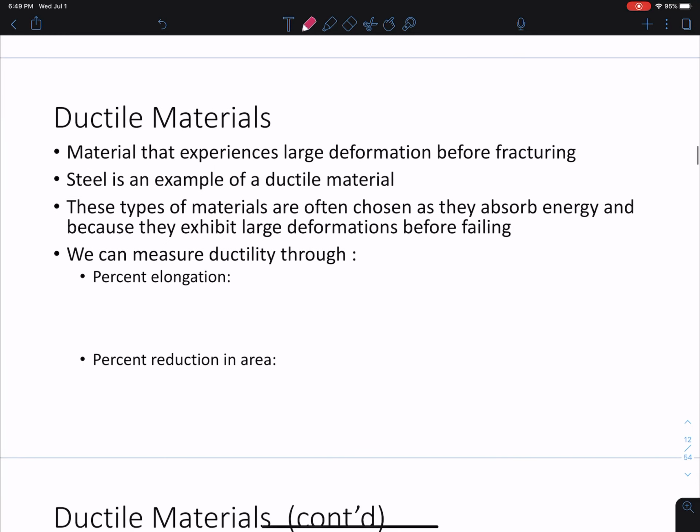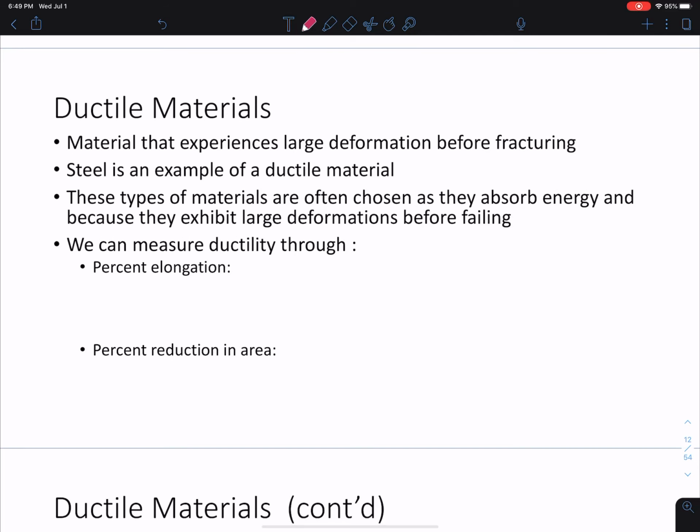Okay, so materials that experience large deformation before fracturing give you a warning. Steel is an example. And basically we can measure this ductility. We call this percent elongation, and it's equal to L final minus L initial over L initial times 100%. This is typically 38% for mild steel.